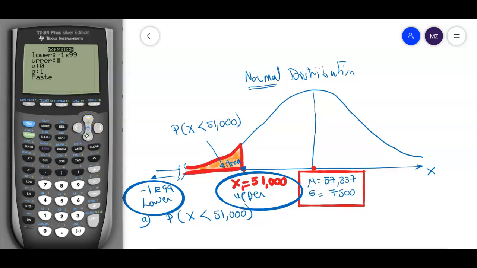The upper bound here is 51,000, so you type in 51 and 1, 2, 3. Then for the mean, make sure that you input the mean that you have in the problem, which is 57,337. And then the standard deviation here is going to be 7,500. Okay, I think everything is set up already. So enter and enter again. And then it's going to give 0.19907, the area here, or the probability if you want to call it that.